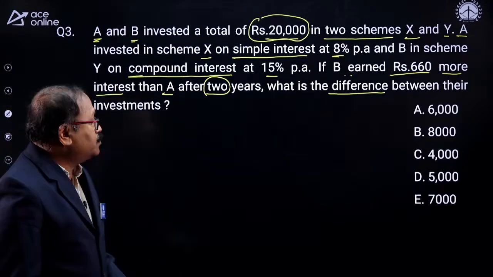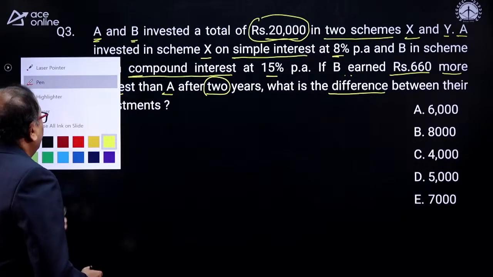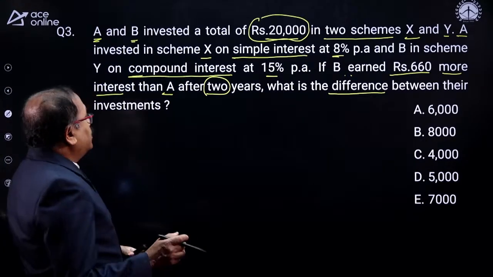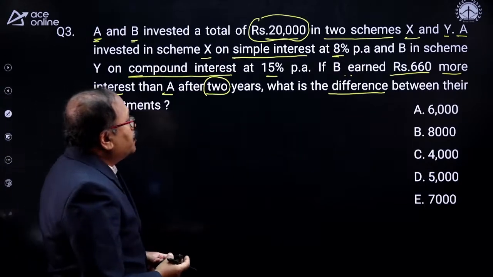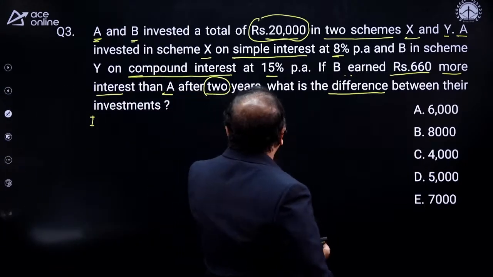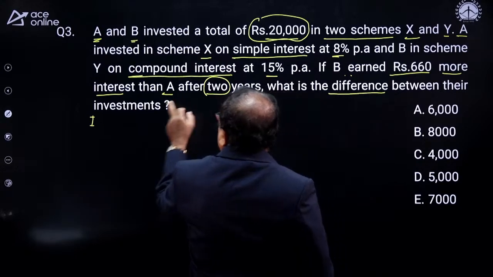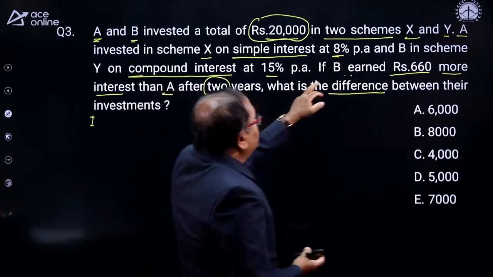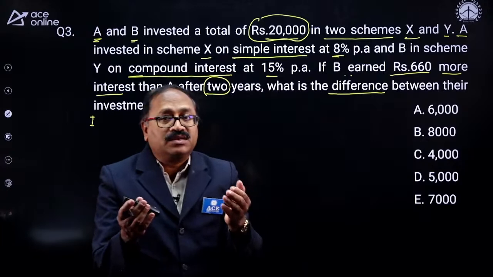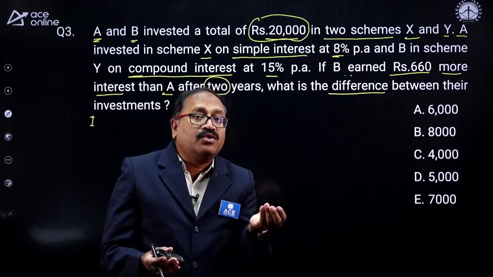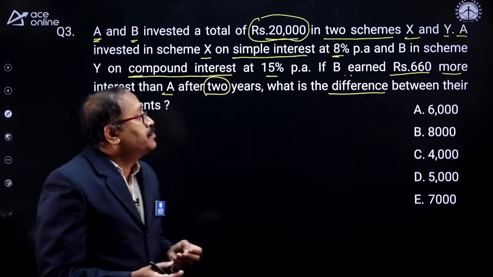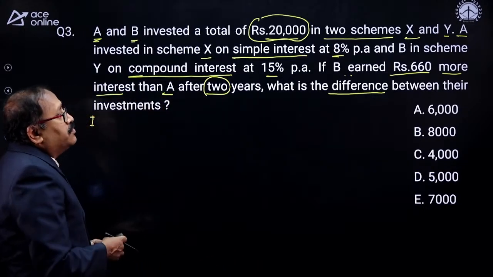Yeah, 15 seconds is over. Now I'll answer this question. There are two methods to answer the question. Method 1: the compound interest is more than simple interest, because it says that B earned 660 more. It's a very beautiful question to understand the easier way to answer many questions.